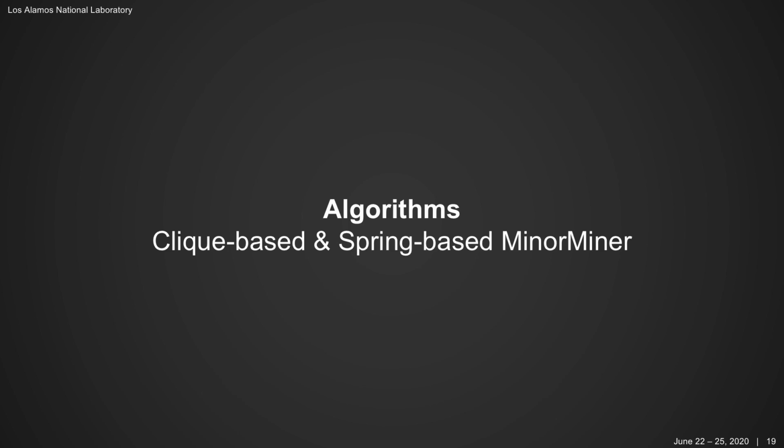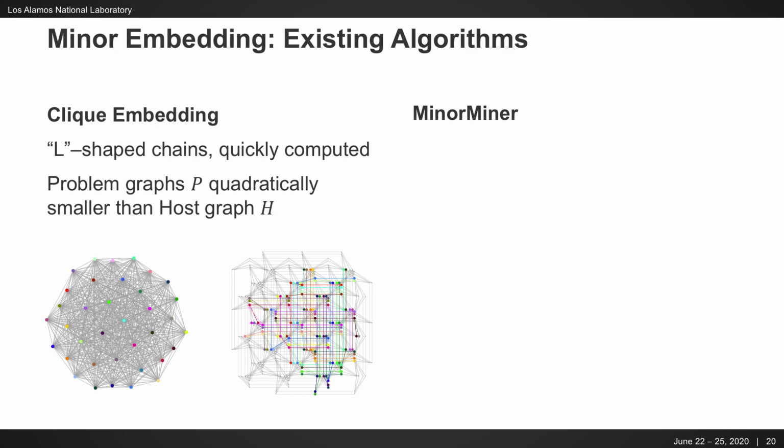Now I want to talk a little bit about how these algorithms look like, very briefly. In terms of the existing algorithms, this red line, which denoted the known clique embeddings, where we have L-shaped chains, this is the same for Pegasus as well. These clique embeddings are quickly computed, but as mentioned, the problem is that the problem graphs P are quadratically smaller than the host graph H.